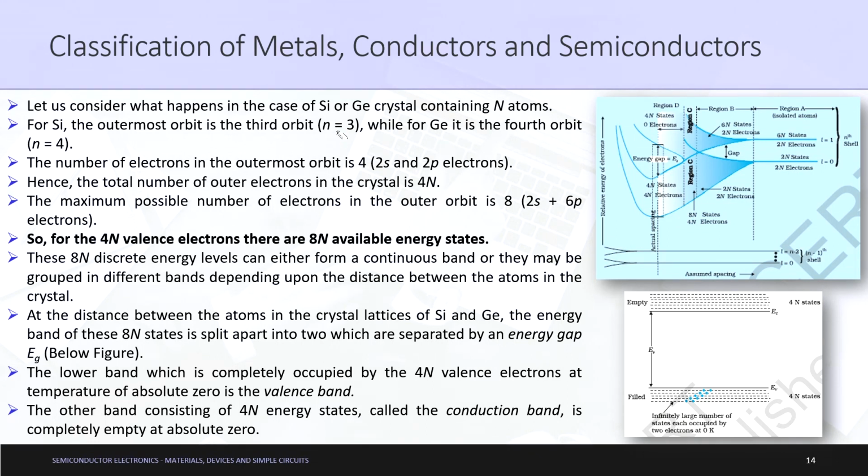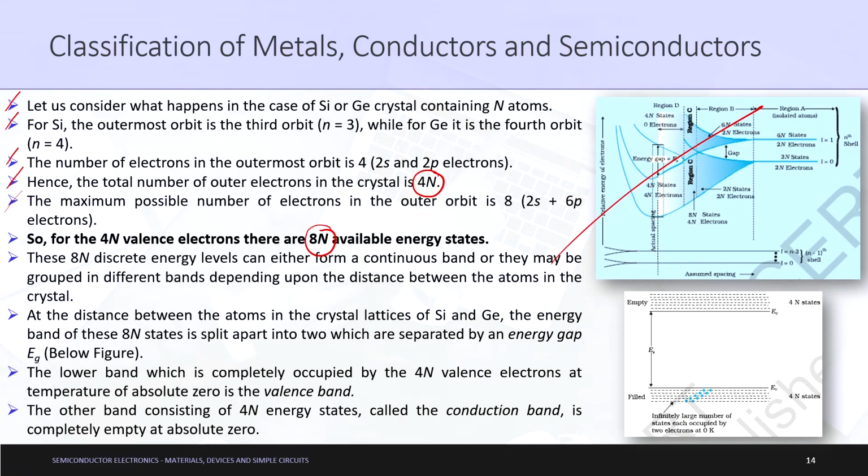Okay. Hence, from the above 5 points, what we concluded is that for the 4n valence electrons, there are 8n available energy states. So, these electrons can go and reside in any of these energy states. So, if they are in some energy state, the concept to be utilized is in this way.